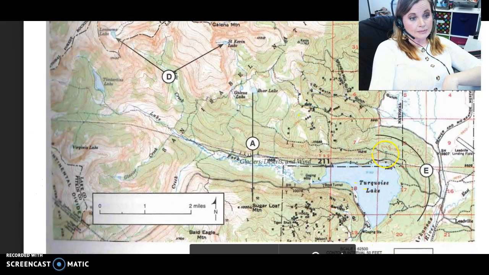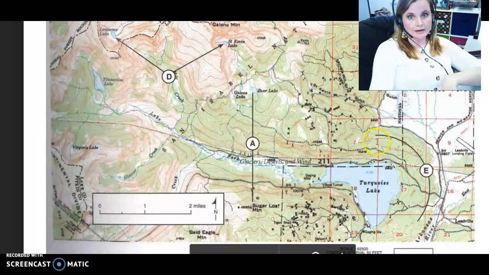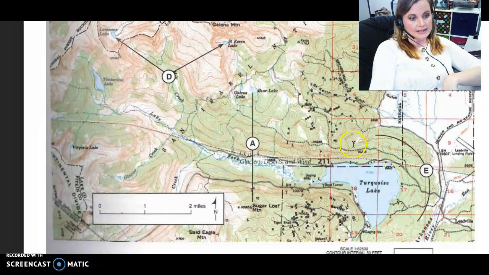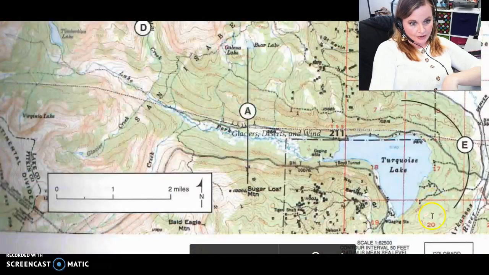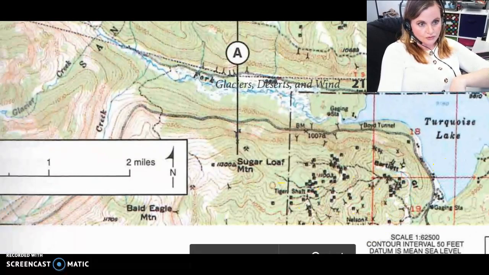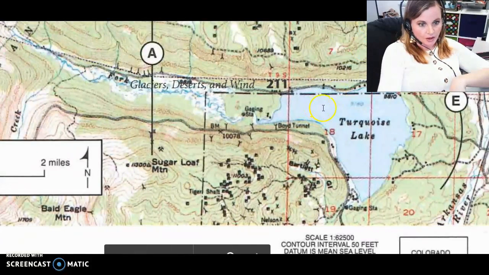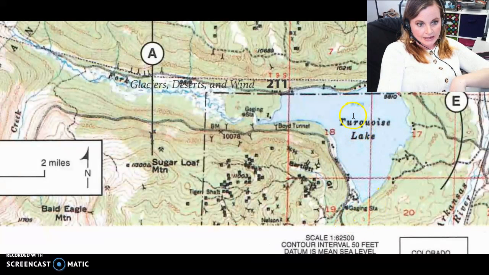We know that this is our end point here at Turquoise Lake because this is a moraine, letter E, in that semicircular shape. And if you look real close, and I know it's kind of tricky here, let me even zoom in a little bit more. Let's see if I can move this box over here. Here we go. You can see here that this is a slightly higher elevation than at the bottom of the valley. So it does go up a little bit in elevation right around Turquoise Lake. So Turquoise Lake is lower.